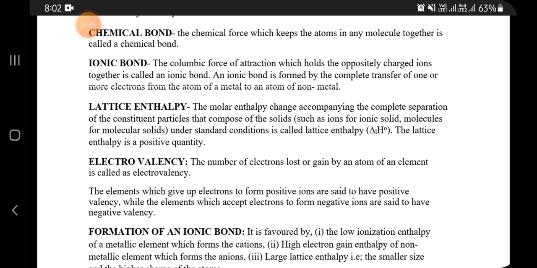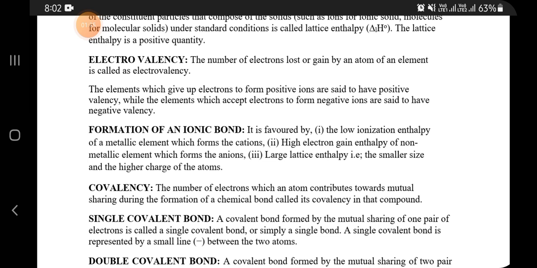What is lattice enthalpy? The molar enthalpy change accompanying the complete separation of the constituent particles that compose the solid under standard condition is called lattice enthalpy. What is electrovalency? The number of electrons lost or gained by an atom of an element is known as electrovalency. The elements which give up electrons to form positive ions are said to have positive valency, while the elements which accept electrons to form negative ions are said to have negative valency.